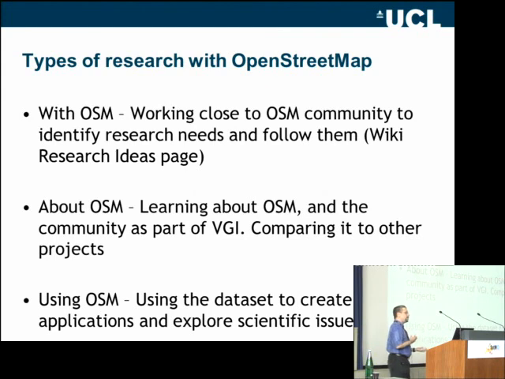So we can talk about three types of research that link with OpenStreetMap. The first one is with OSM. You work within the community and identify some need that comes from the community, or issues that people are raising. I don't know how many people know, but there are research pages on the wiki, and there is also an ideas page. If you have something that you would like to be done, you can put it there, and maybe researchers can pick it up as a research question to work with.